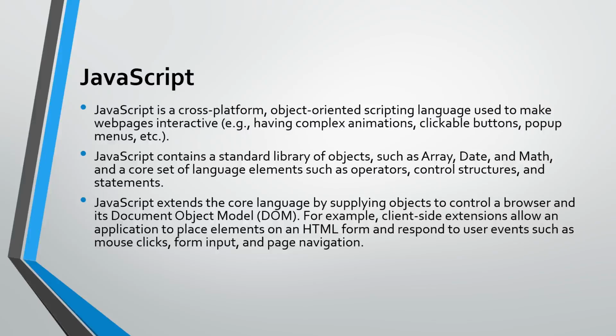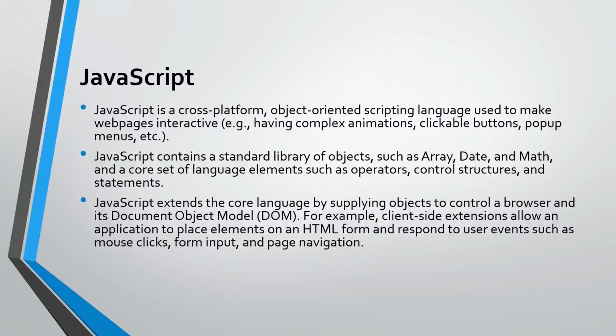Now let's see about JavaScript. JavaScript is a cross-platform, object-oriented scripting language used to make web pages interactive. That is, having complex animations, clickable buttons, pop-up menus, etc. If I want something dynamic, JavaScript comes into the picture. The static kind of thing could have been done with HTML as well as CSS. If I want to add dynamism to my web pages, JavaScript comes into the picture.